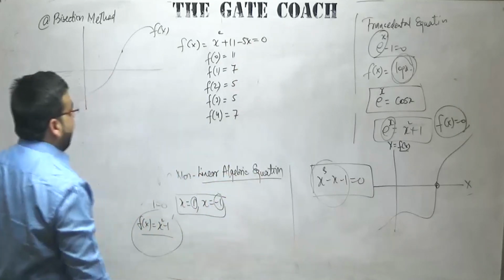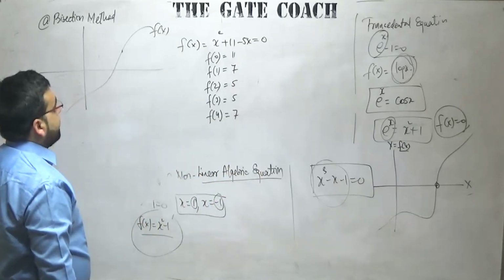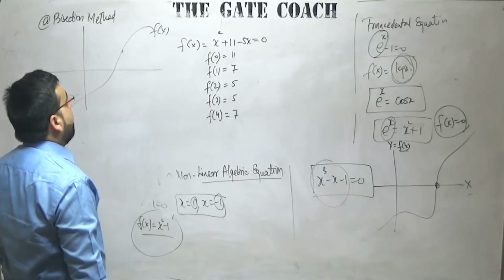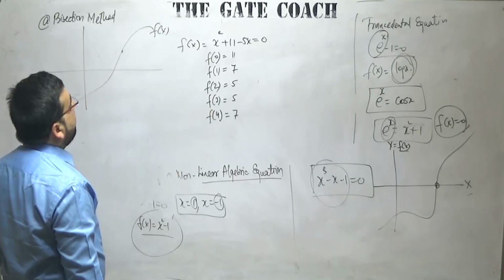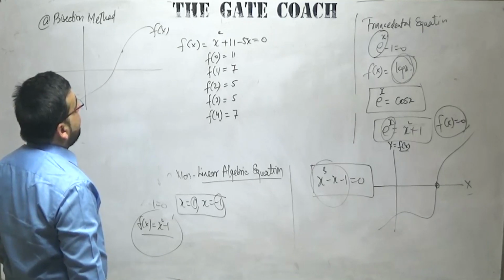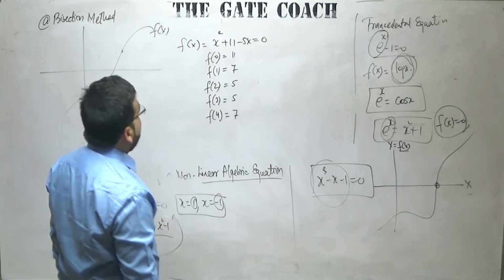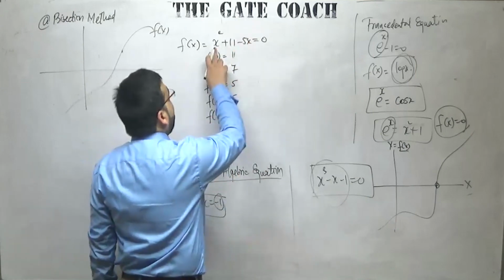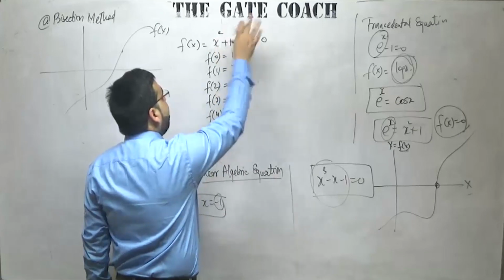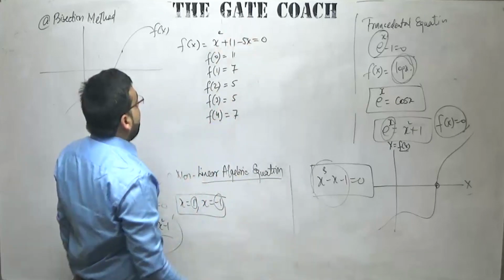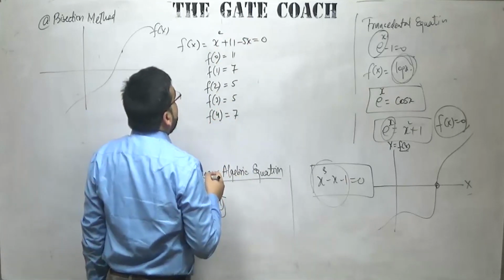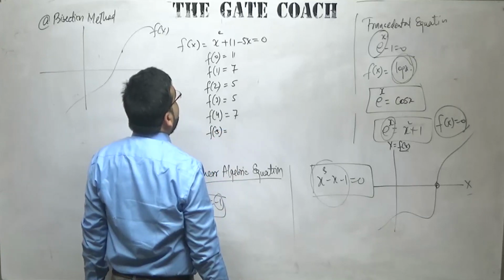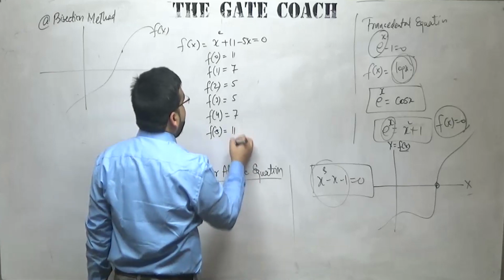Let me go to some negative value, that is minus 1. If you put x is equal to minus 1, it will be 1 plus 11, that will be 12, 12 plus something. So for a negative value, it will always be positive because this will be positive and this will become positive. Let me go to some other value, f of 5. It will be 25 minus 25 plus 11, equal to 11.